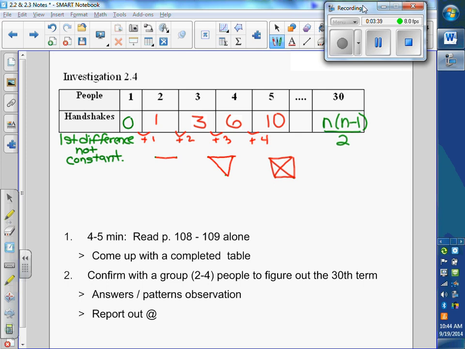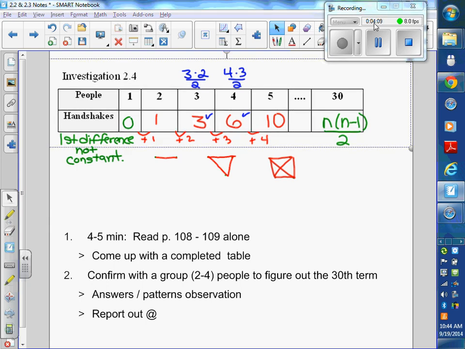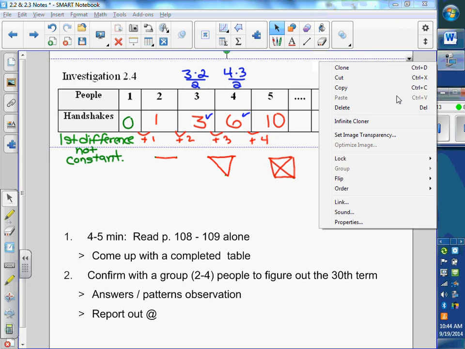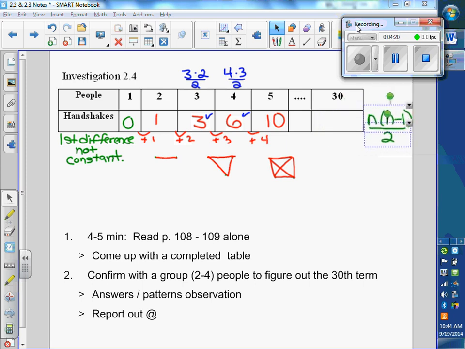But just in case you don't even believe that, remember you just test it, right? 3 times 3 minus 1, which would be 2. And then that has to be divided by 2. So 6 divided by 2 gives me 3. And then 4 times 3 divided by 2 is 12 divided by 2, and you get 6. So it works. I should have that under N. So let's just lock this a little bit. Okay, and this right here, that's the rule when the top of your table has an N, right? But for 30, we would have to do 30 times 29 divided by 2, right?